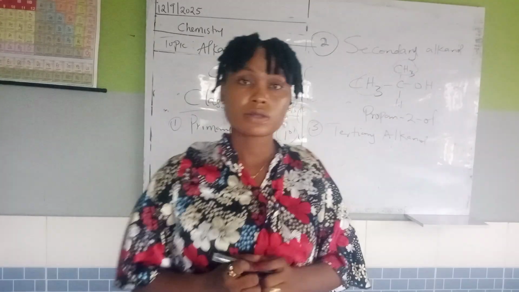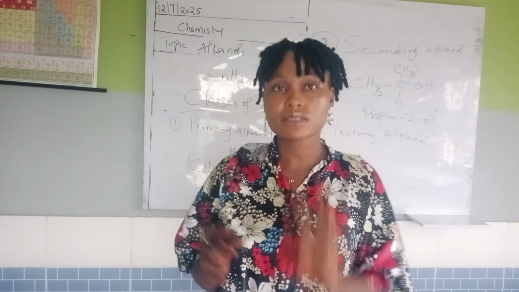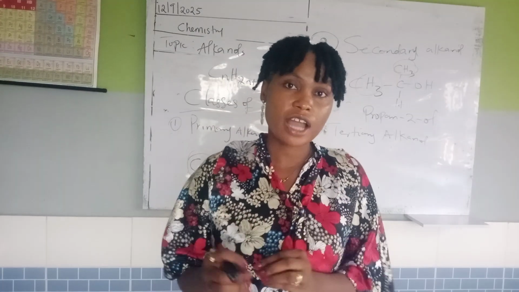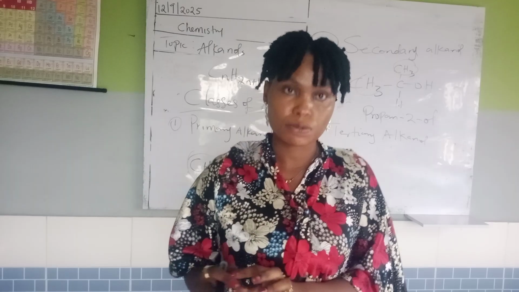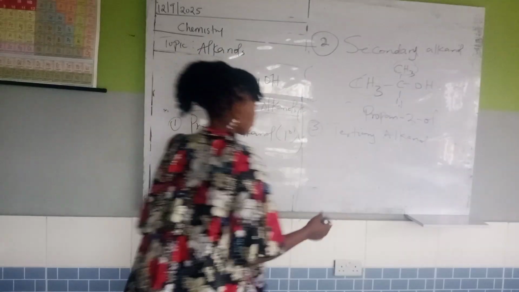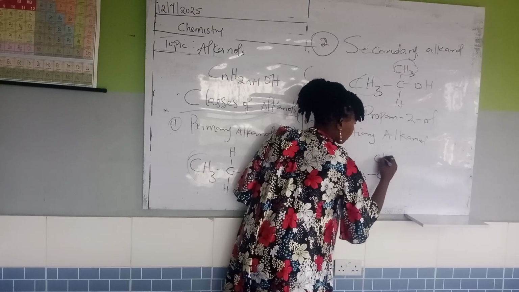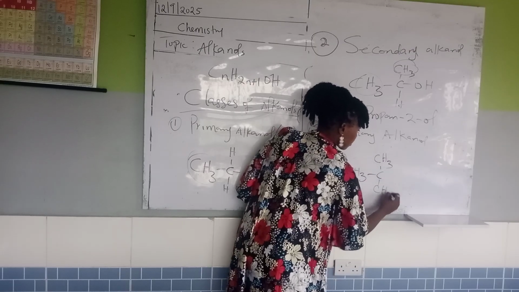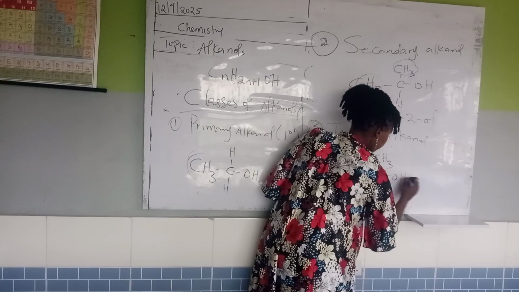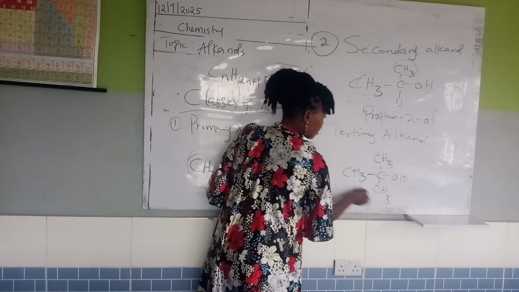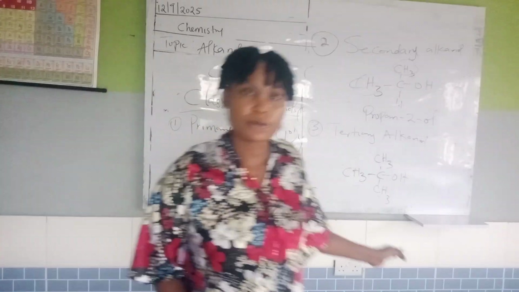Tertiary alkanol. The tertiary alkanol has three alkyl groups attached to the carbon that carries the hydroxyl group. Okay, let's see the structure. It has three alkyl groups.